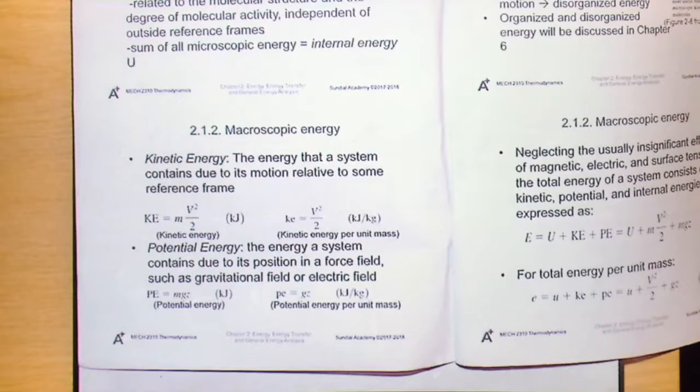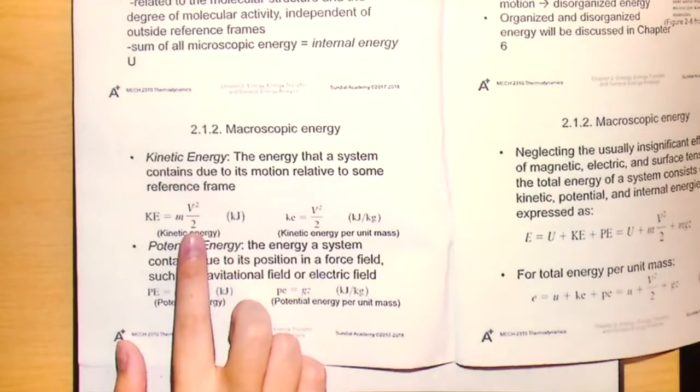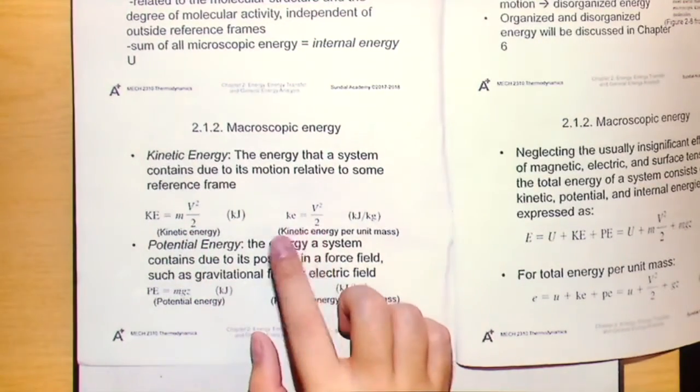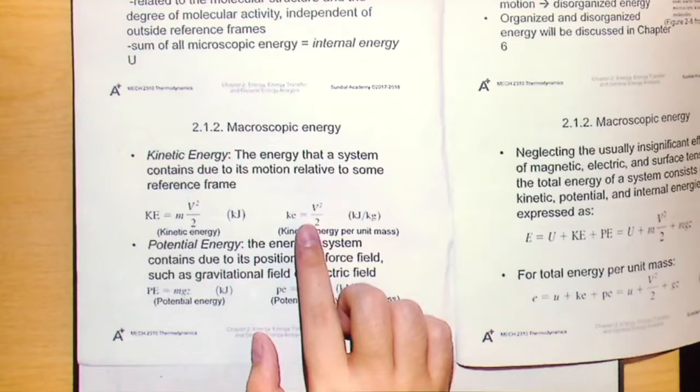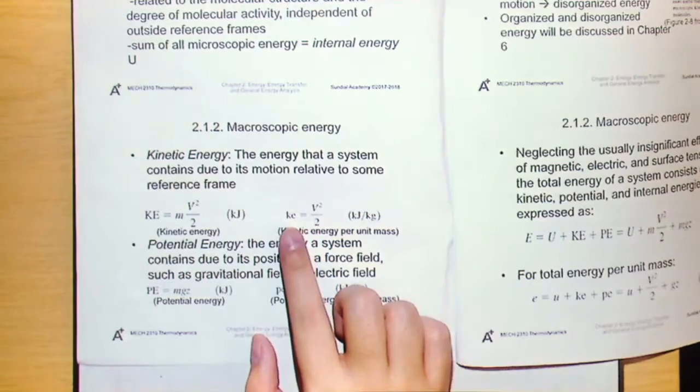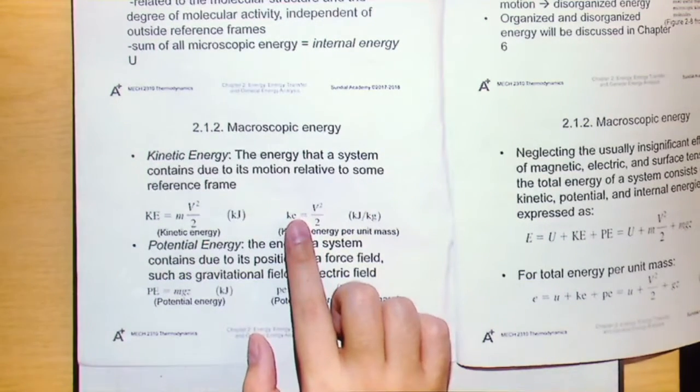So here, the kinetic energy has the following expression, that is KE equal to mv squared over 2. This expression should be familiar to you because you should have learned this in elementary mechanics. But in thermodynamics, we usually talk about some of the terms on a unit mass basis. So we would divide this term by m such that we will get ke equal to v squared divided by 2. This small letter ke denotes the kinetic energy per unit mass.